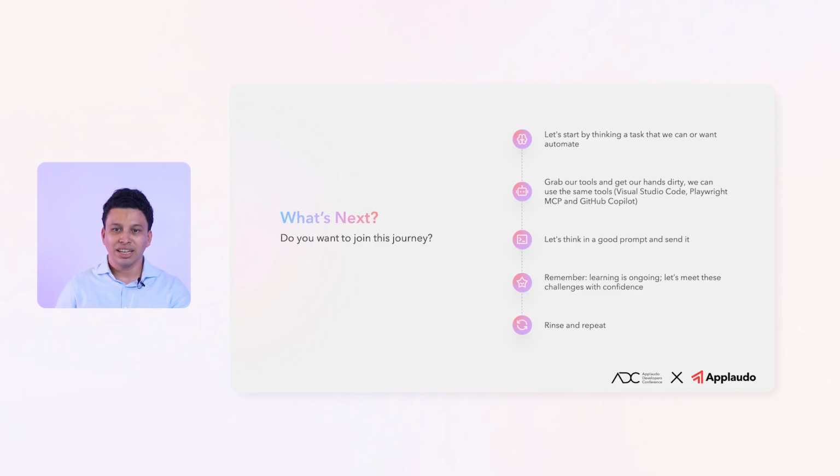Now, let's grab our tools and get our hands on it. For that, we're going to use Visual Studio Code, Playwright, an MCP, and GitHub Copilot. For that, we're going to think of a good prompt and send it. This can be like, okay, you need to go to this website as a first step, then you're going to locate the username and password fields. And for username, you need to send my name, for example, and the password that you set up. And then once those two fields are filled, you can go and click submit or login.